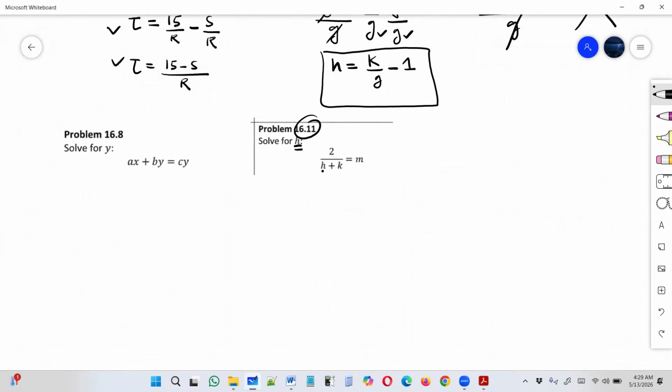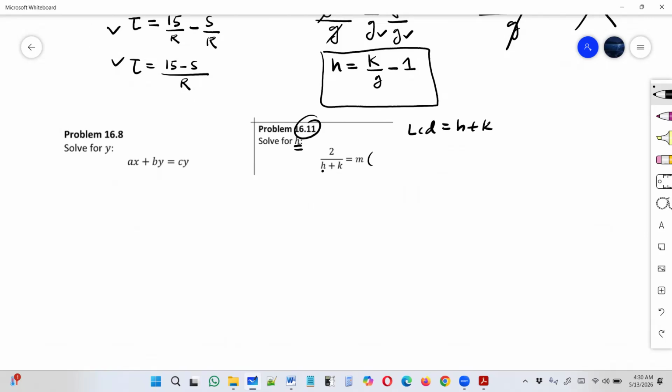And now my h is in the denominator. So this qualifies as a rational equation, but it's rational and literal at the same time because we have multiple variables. Now the technique is factor. Nothing to factor here. h plus k is already completely factored, in the sense that it cannot be factored further. We find the LCD, which happens to be h plus k.